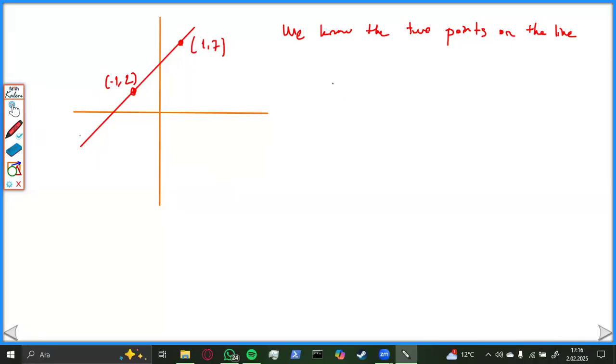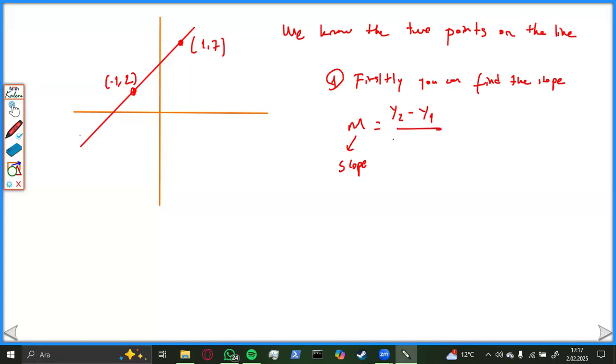First, you can find the slope. To find the slope, you can use this equation. Assume that slope is m. Rather than slope, I use m, and m equals y2 minus y1 over x2 minus x1.